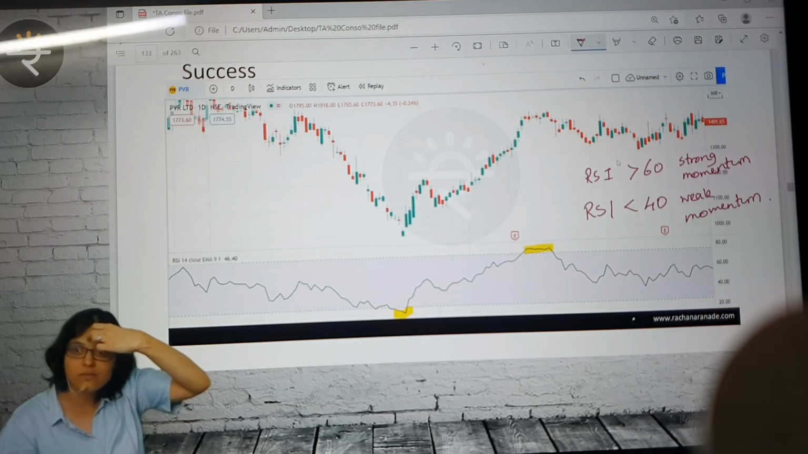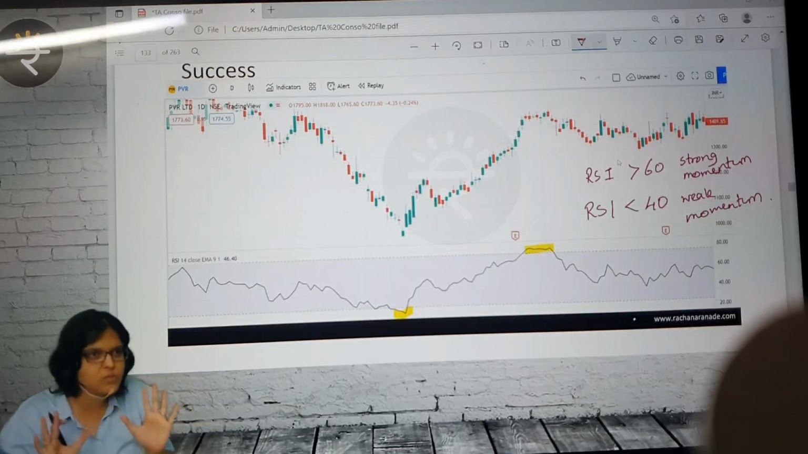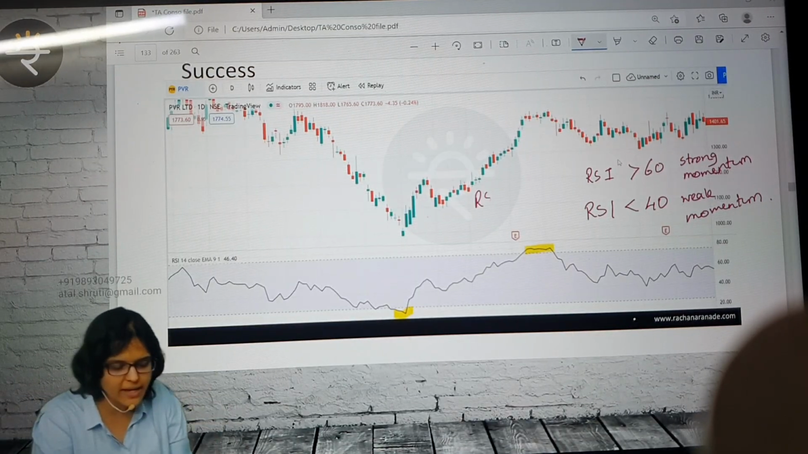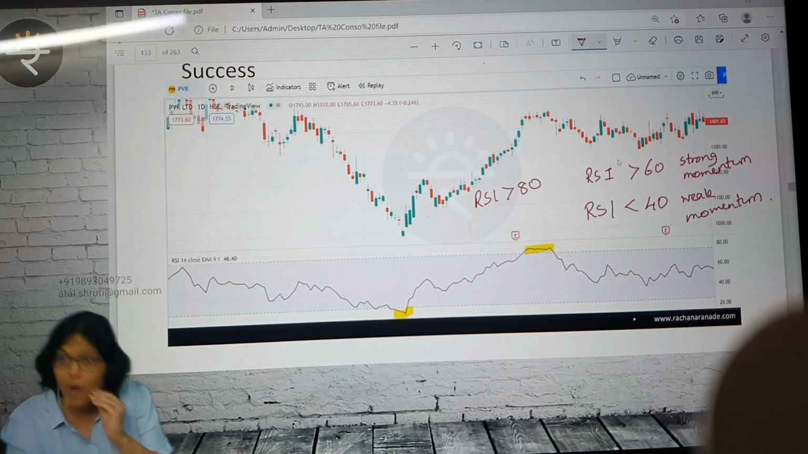Can I say now this can kill? Thrilling speed of 80. I should be much more cautious right now. Okay? So RSI greater than 80 is a warning.